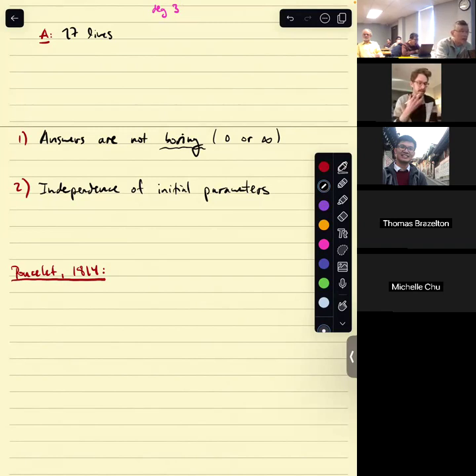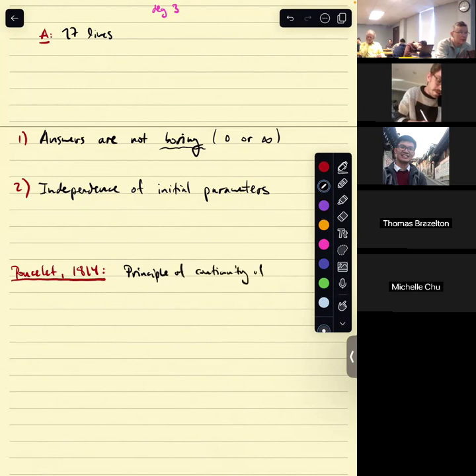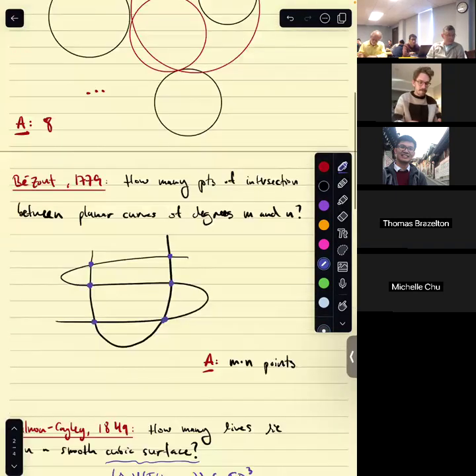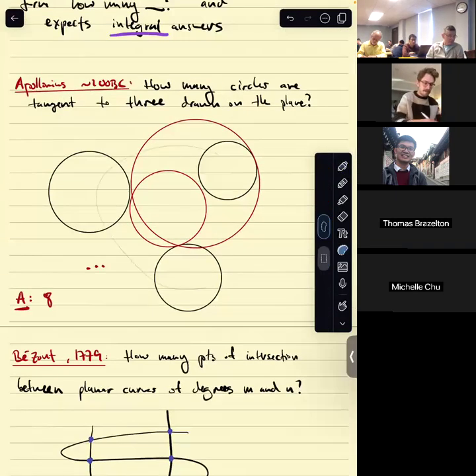And he came up with this idea that was maybe more of a philosophy than a precise idea. But he called this the principle of continuity of number. And what this means is that if I take my 3 circles that I started out with, so maybe let's grab this picture here.